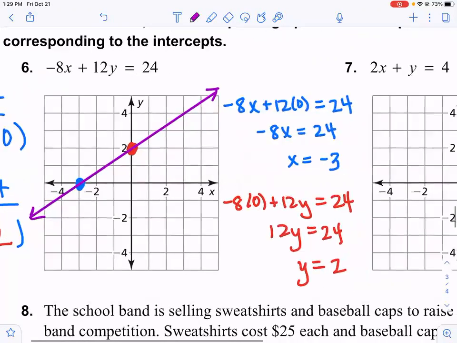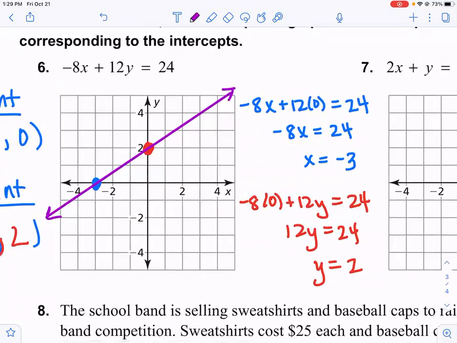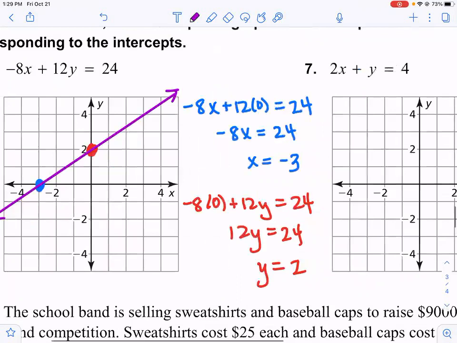Okay. I'm going to give you about 60 to 90 seconds to see if you can graph number 7 for me.